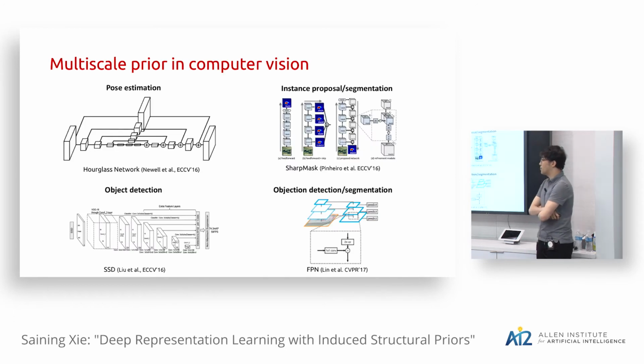And to summarize, the multi-scale prior has become more and more important in current computer vision systems, even in many high-level computer vision tasks, including pose estimation, segmentation, and object detection.